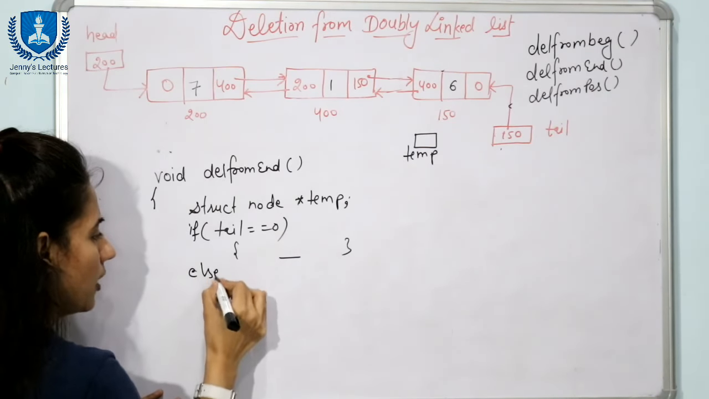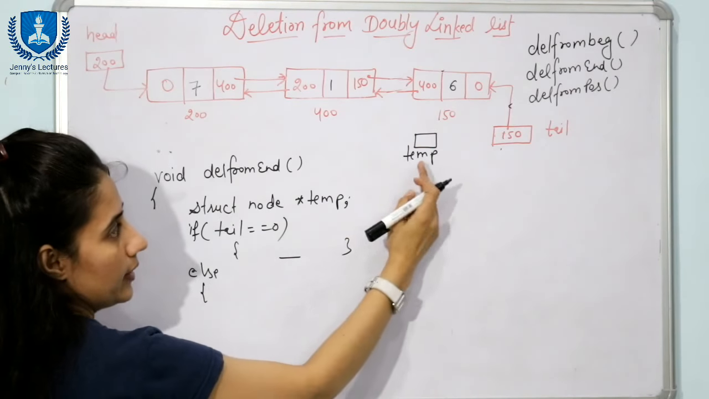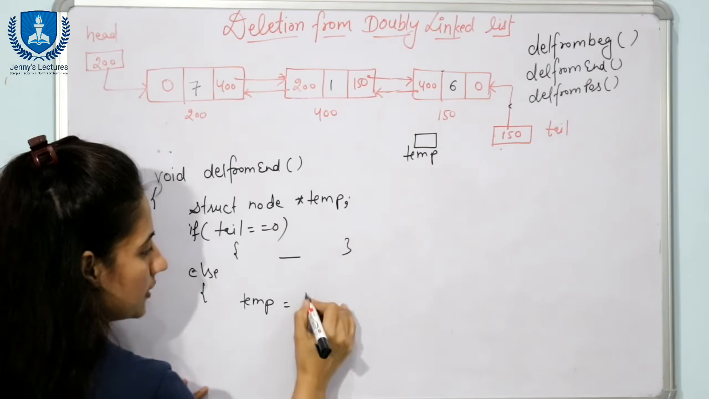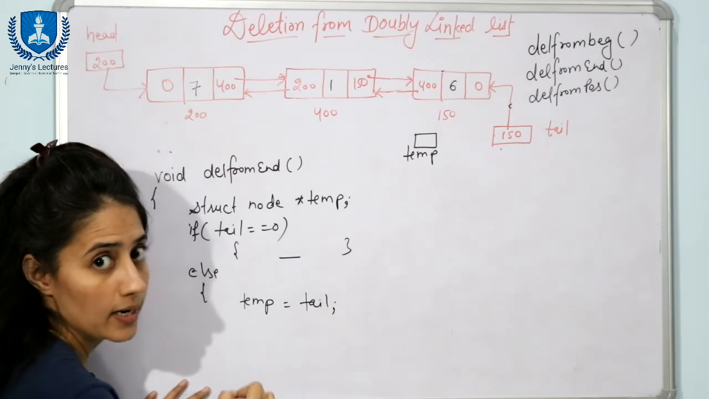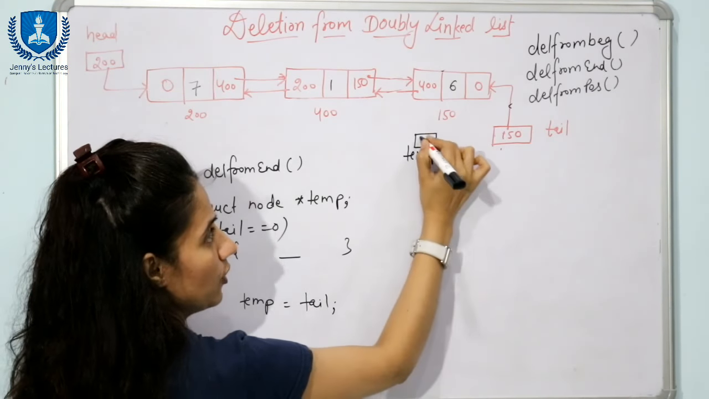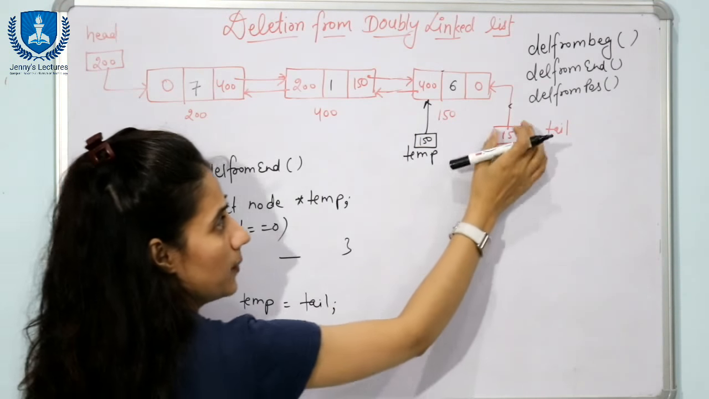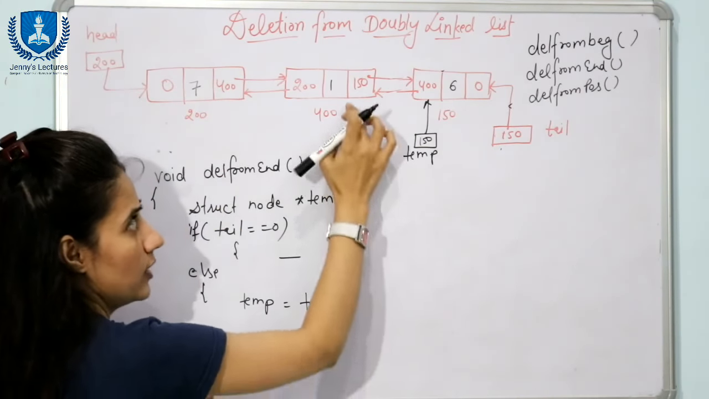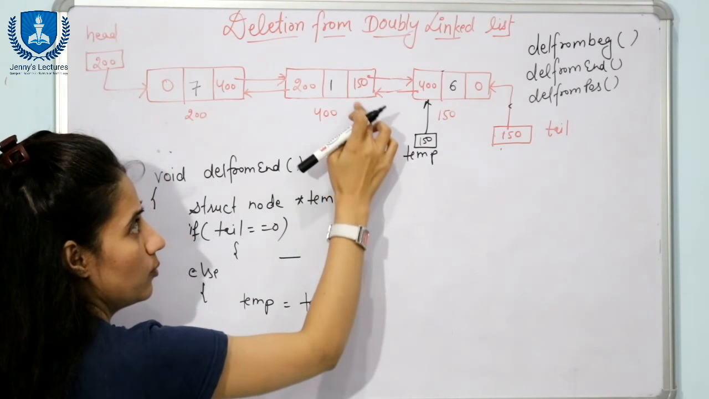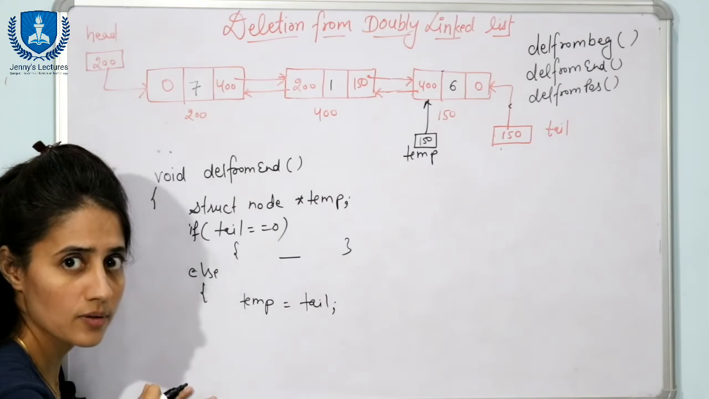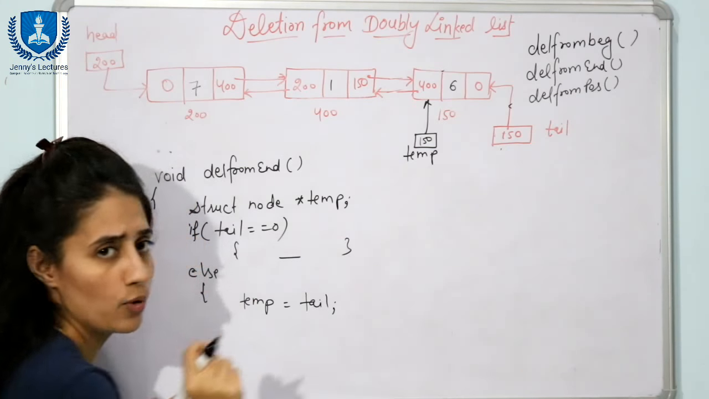Now in the else part what will you do? Now we will initialize this temp pointer. Temp is equal to tail. Now temp is also containing 150, means temp is also pointing to this node. Now we can update this temp value. Now we can set this temp pointer pointing to this node, and after that we can free this node using this temp pointer. Fine. We can change this tail pointer now.